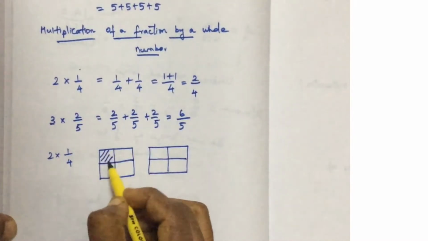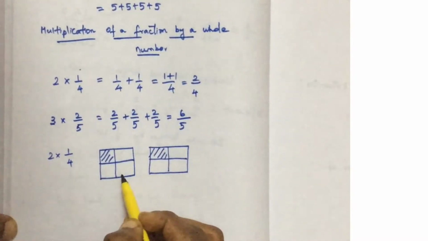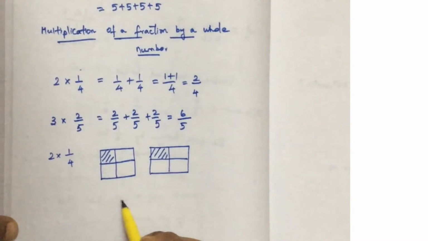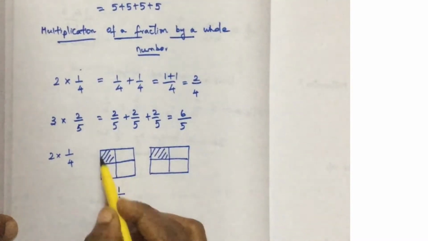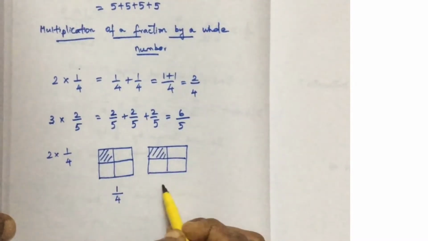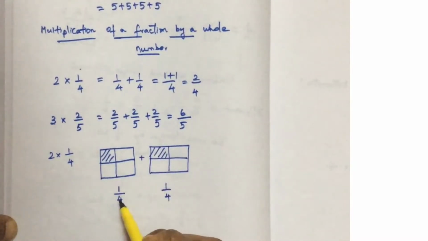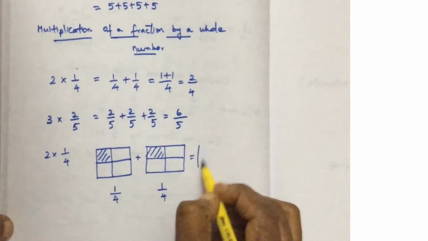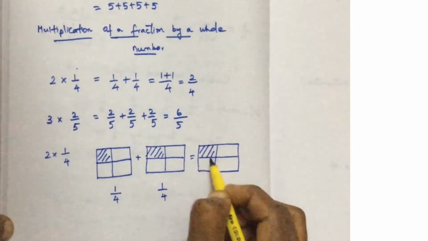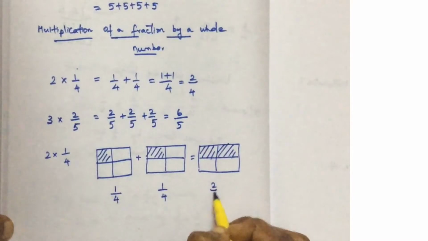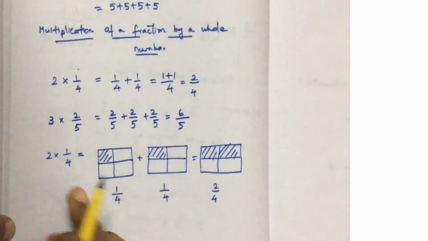I am shading this, I am shading this. What is this? Totally there are 4 equal parts, so you should write 4 in the denominator. Out of that, this is a shaded portion. This is the representation for 1 by 4 and again this is for 1 by 4. Now I am adding these two. 1 by 4 plus 1 by 4, what will be the result? This is 2 by 4. So 2 multiplied by 1 by 4 can be drawn like this.